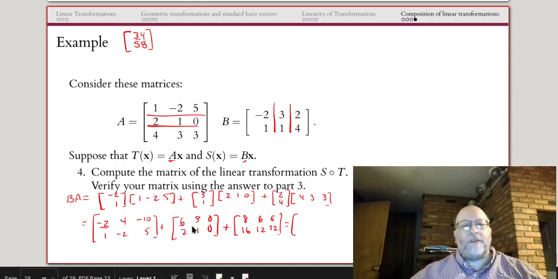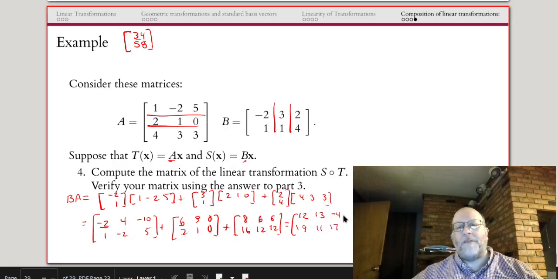-2 and 6 is 4. 4 and 8 is 12. 4 and 3 is 7. 7 and 6 is 13. -10 and 0 is -10. -10 and 6 is -4. In the bottom row, 1 plus 2 is 3. 3 plus 16 is 19. -2 plus 1 is -1. -1 and 12 is 11. And the bottom row, 5 plus 0 is 5. 5 plus 12 is 17.